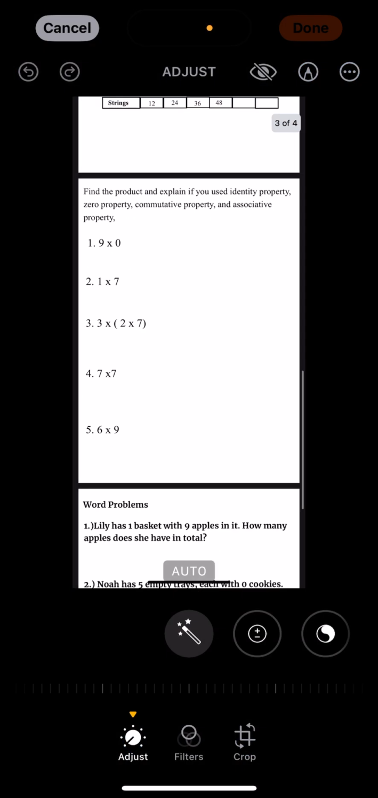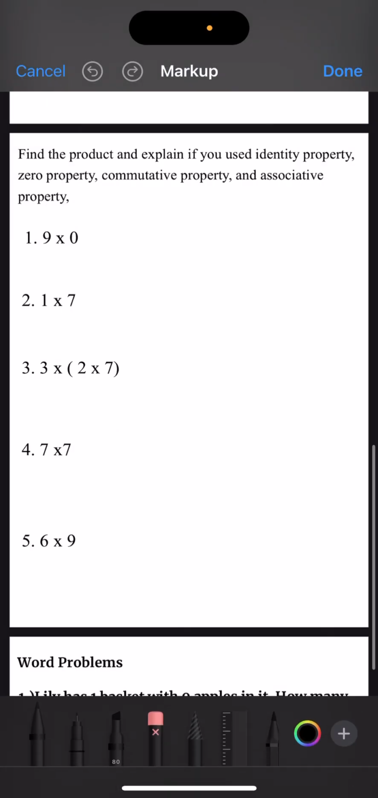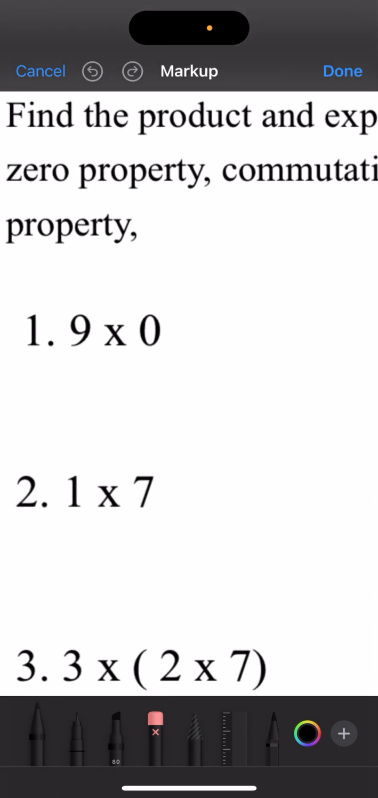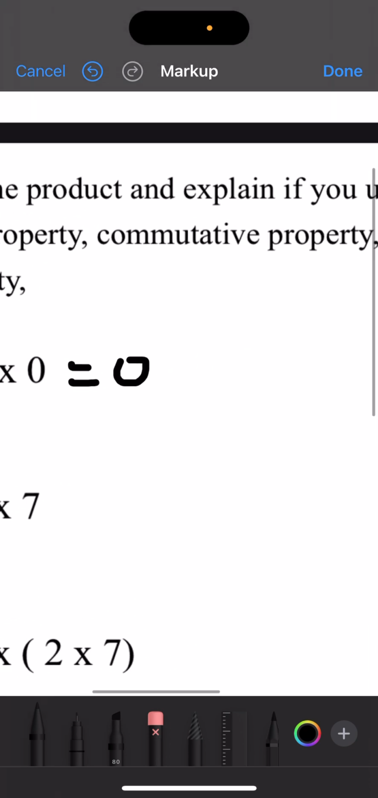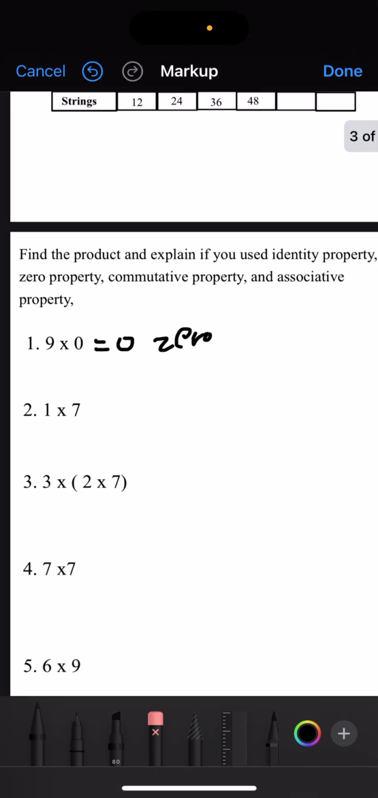Let's move on. Find the product and explain if you use the identity property, zero property, commutative property, or associative property. Okay, 9 times 0. So this, before telling you the answer, will be zero property, because if you multiply any number, no matter how big it is, by 0, it would always be 0. Zero property.